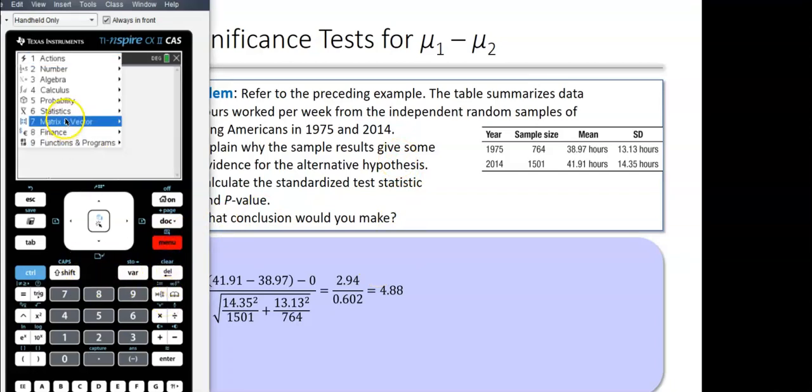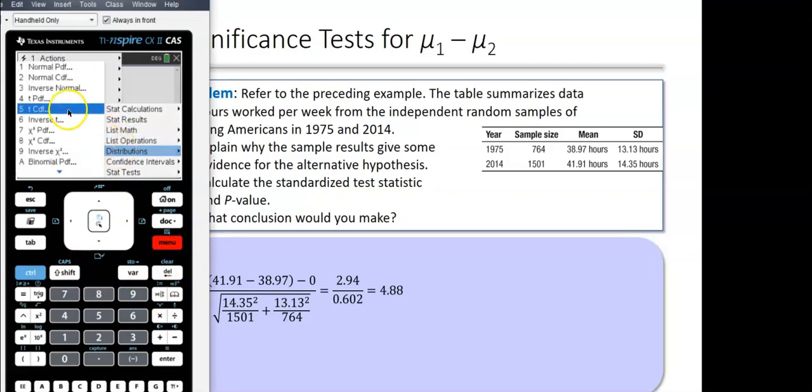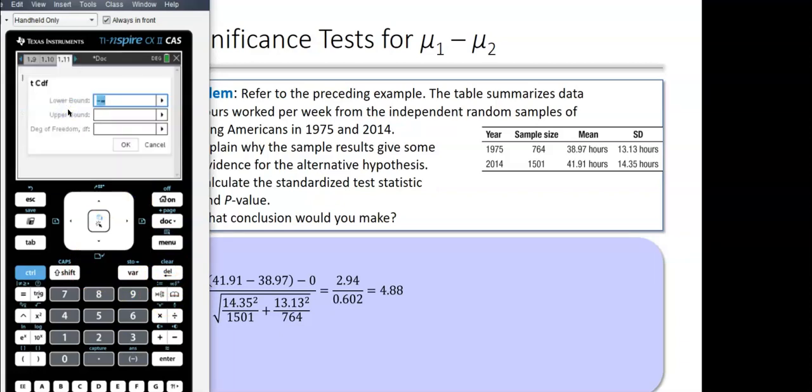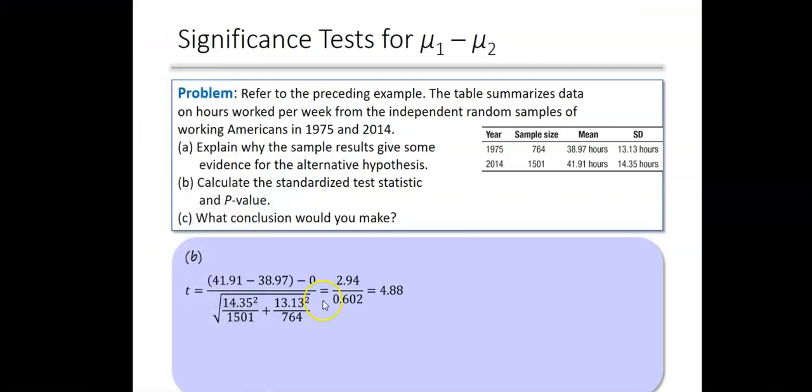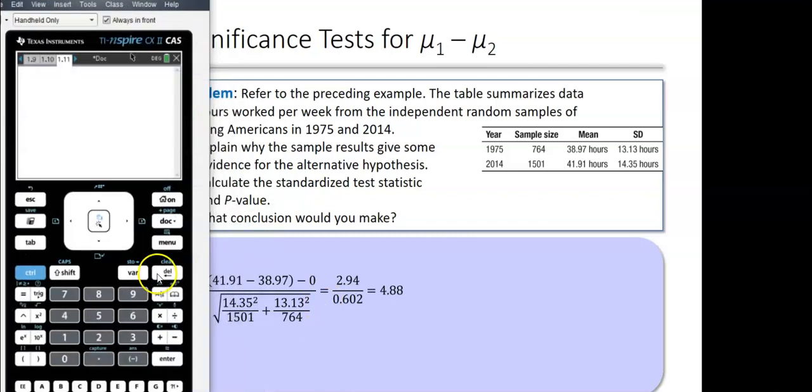So menu 6, 5, 5. Lower bound is 4.88. Upper bound is infinity. And degrees of freedom. Ooh, so this is why we should probably do the test first. We could use the conservative degrees of freedom, which would be 764 minus 1, 763. But again, I would prefer we just do this in the calculator.